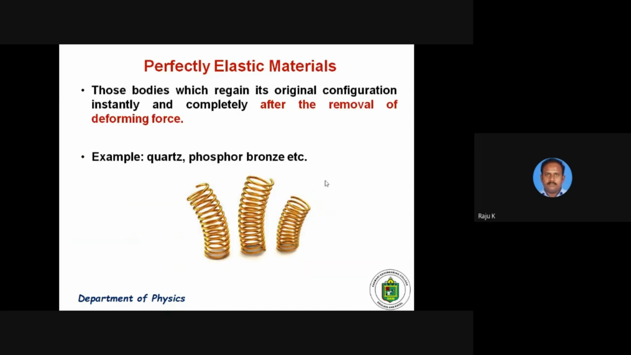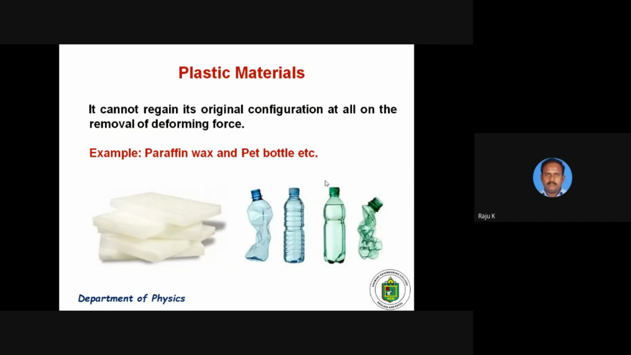And for plasticity, here are some examples. If you crush a water bottle, after the force applied by you is removed, it does not regain its original position. It is permanently deformed. And that is called here a plastic material.